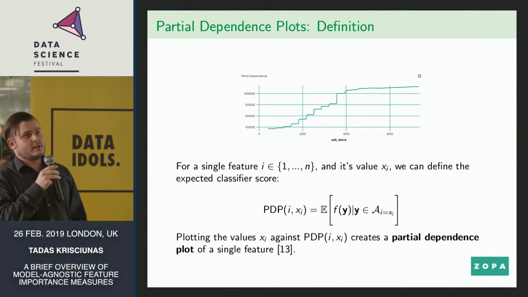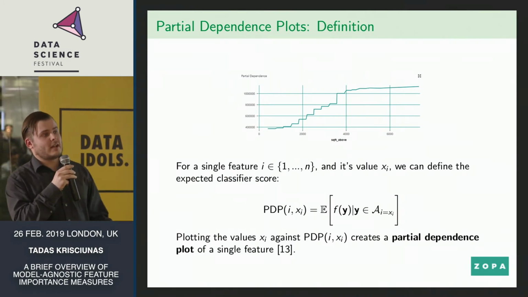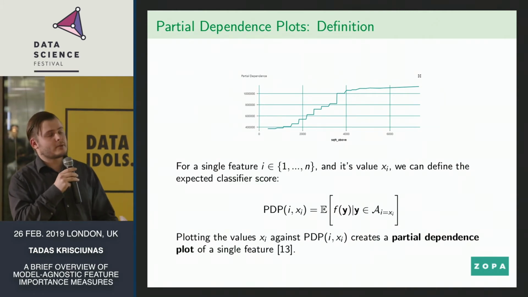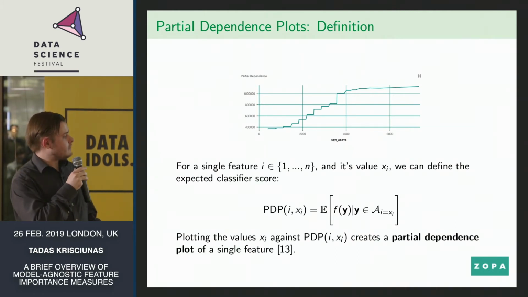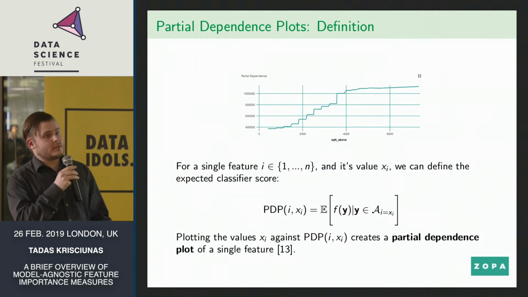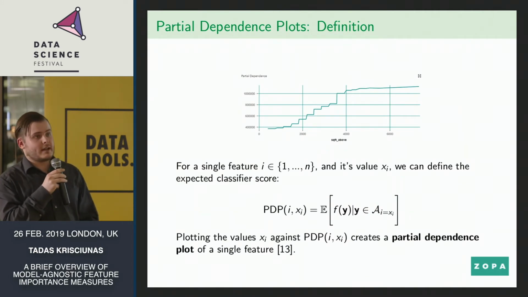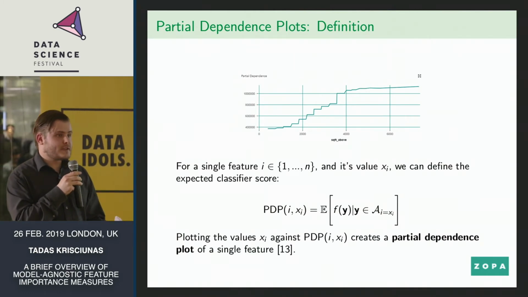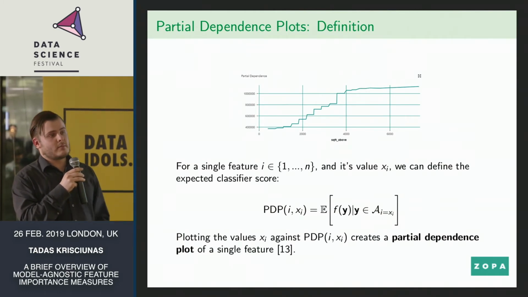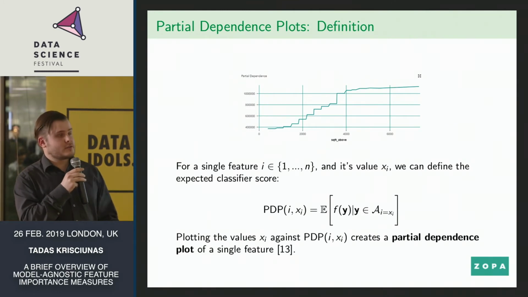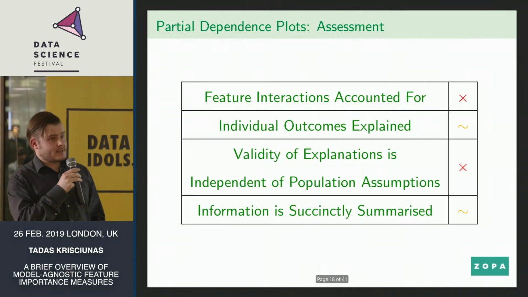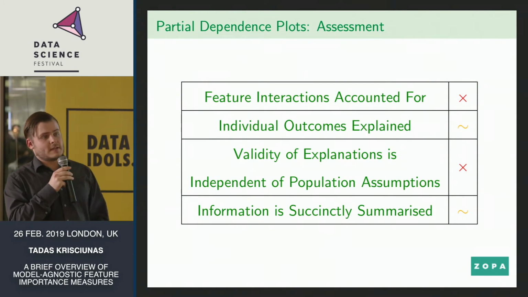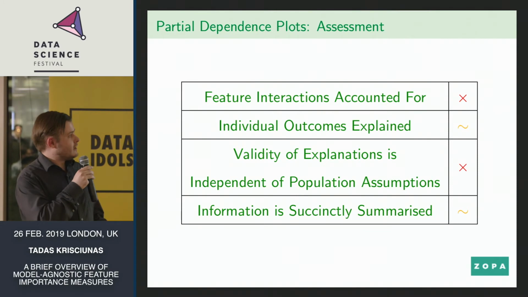It will show us how the average or expected value of the model changes when we change the value of a particular feature. And it can be quite informative. It can definitely show us where there are any significant shifts, where a particular feature represents a big drop or a big increase in the model score. That is very useful to look at. But let's assess it in a bit more detail, according to the same criteria that we have used before.